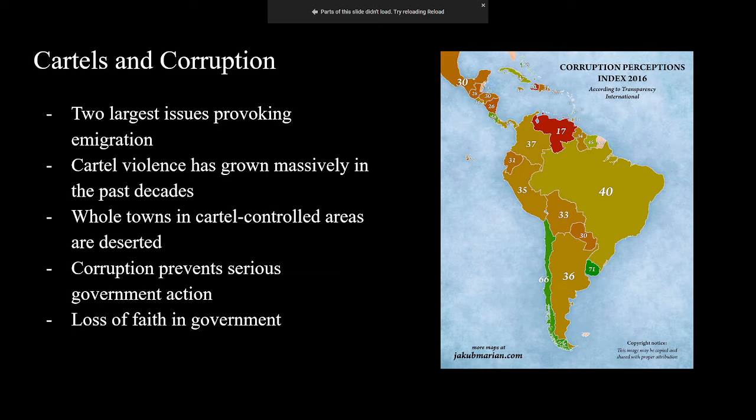These towns are, not to extrapolate too much, but they're very, very valuable economically. They produce a lot for a nation's economy. And when you have 200, 300 people just up and leave, that's absolutely devastating for the country they're leaving. And then finally, corruption prevents serious government action.